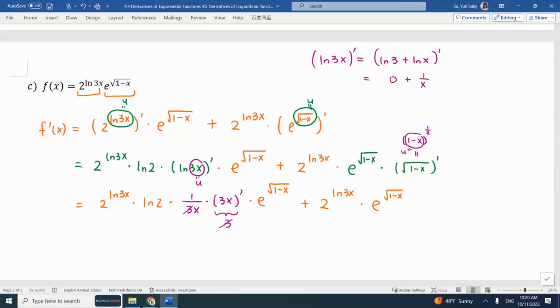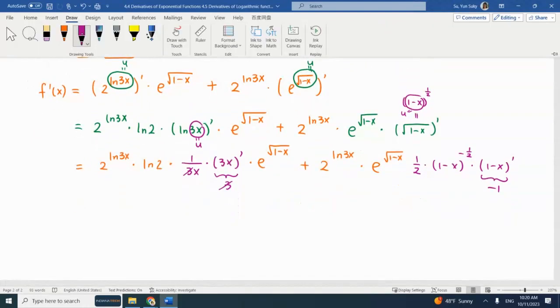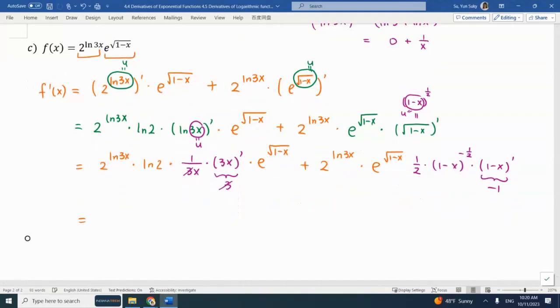Gabby, what's the derivative of u to the 1/2? Power rule? Yes, 1/2 u, so 1 minus x to the negative 1/2 times u prime, which is, yeah, negative 1. Good.